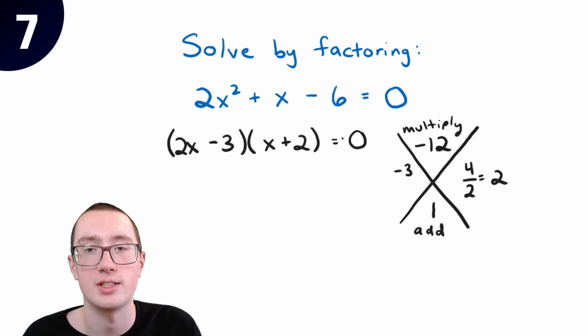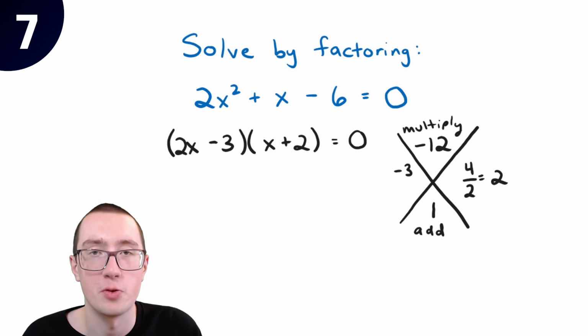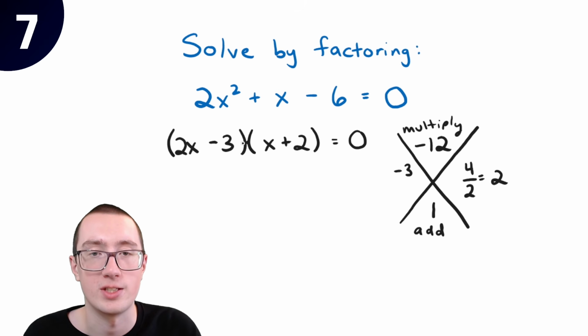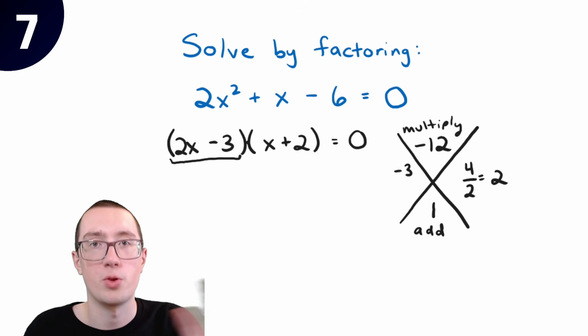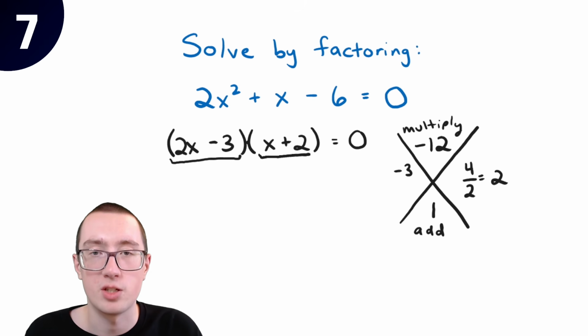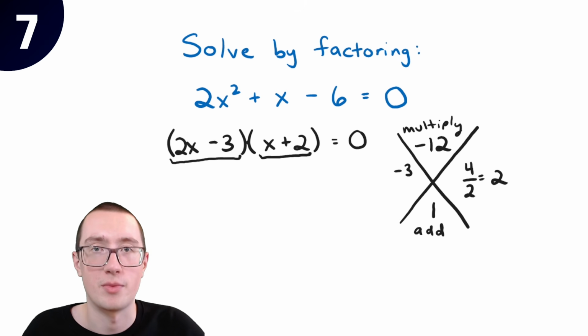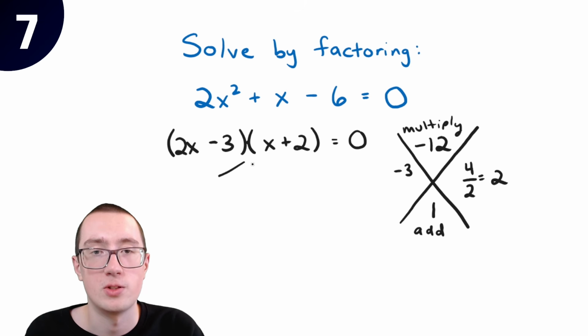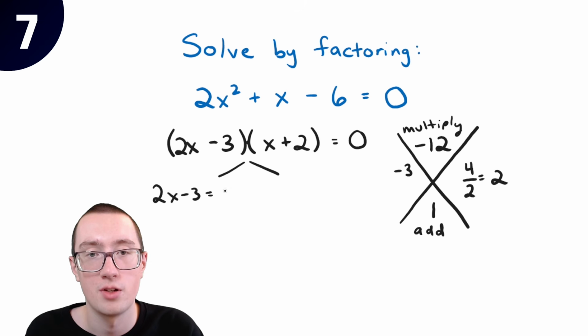We have two sets of parentheses and they equal 0. Well, what do we do from here? Well, there's a special property here because we're multiplying these two parentheses together and they equal 0. What happens when you multiply something by 0? Well, it becomes 0. So if this happened to be equal to 0, the whole thing would be 0. Or if this was equal to 0, then we'd be multiplying by 0 and the whole thing is 0. So because this is equal to 0, we can actually split this up into two equations. So I can split this up into 2x minus 3 equals 0 and x plus 2 equals 0.